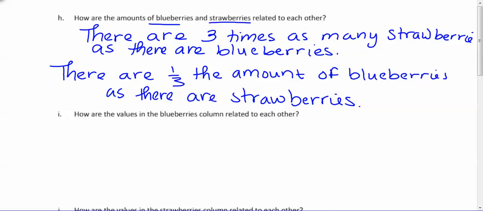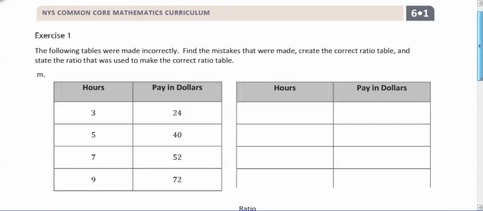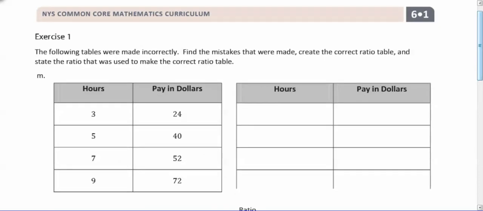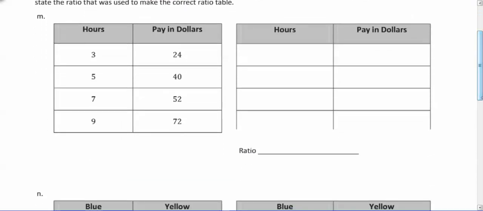All right, let's take a look at this crazy example here. It says the following tables were made incorrectly. So underline that because these are not correct. It's important you recognize that. So what we're going to do is go through this and pretend that table M here is your paycheck, right? So a table of your pay amounts.